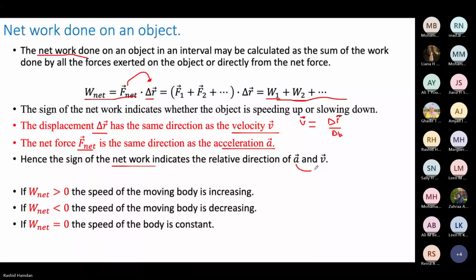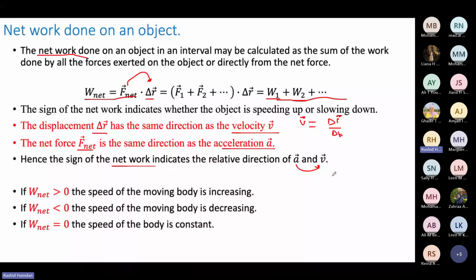So we know that if A and V are in the same direction, the object is speeding up. If A and V are opposite, then the object is slowing down. If A and V are perpendicular to each other, then we're only changing direction and we are not changing speed, like in the uniform circular motion we talked about last time.